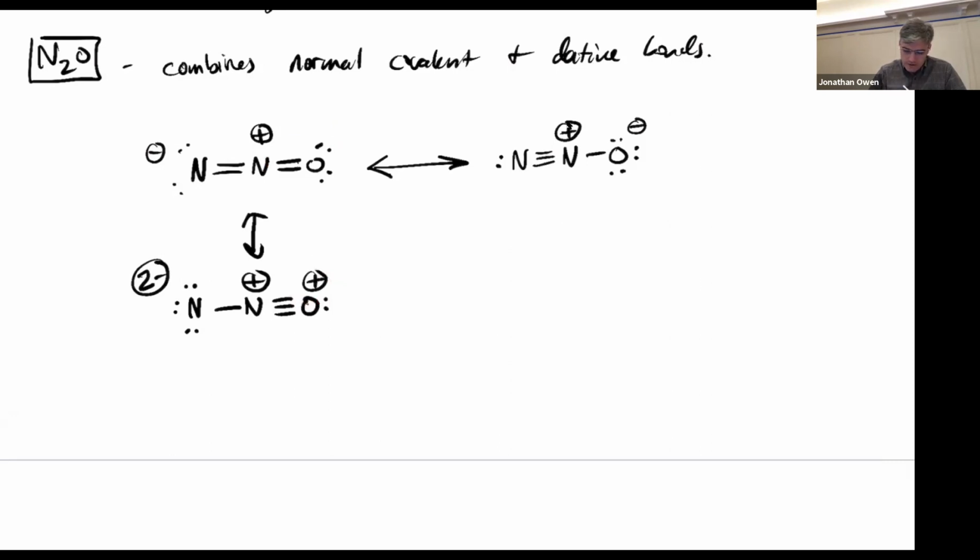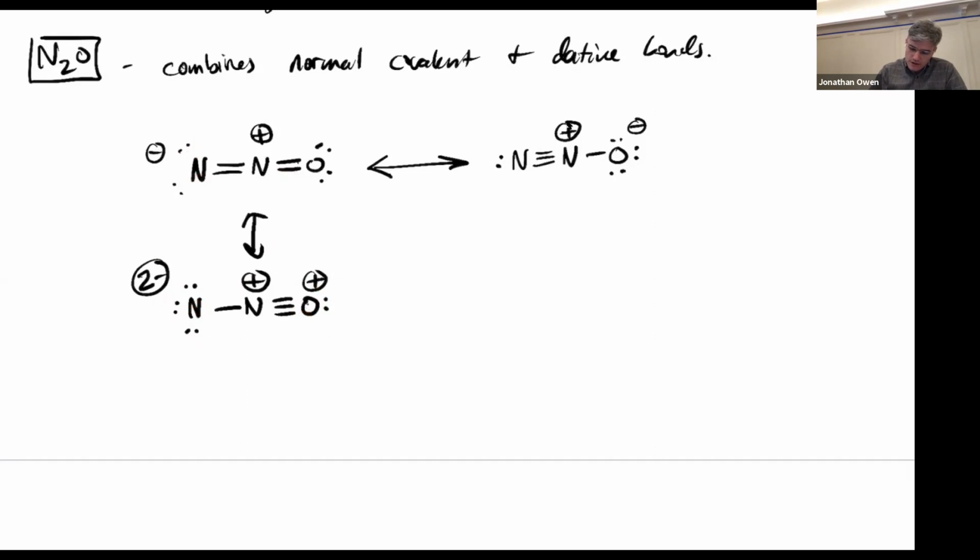Okay, so what do we think about these resonance structures? The one on the bottom looks kind of crazy. We've got an N2 minus and an O plus. That's a lot of negative charge out there on this nitrogen. That's a positive charge on the most electronegative element. This thing looks a little bit weird. So you have too much charge separation, but it does satisfy the octet rule.